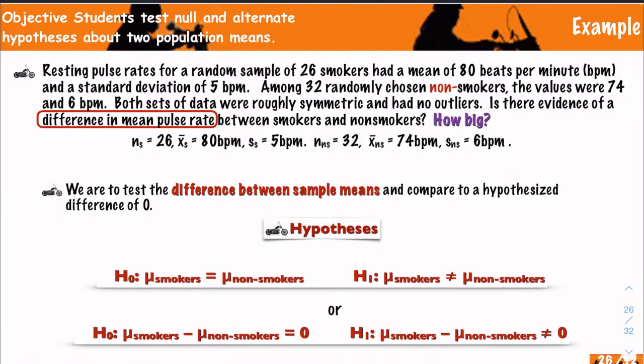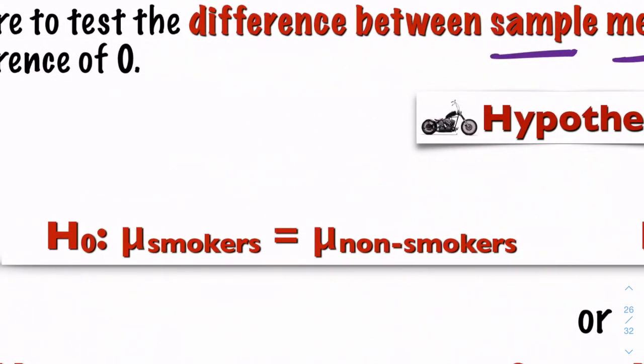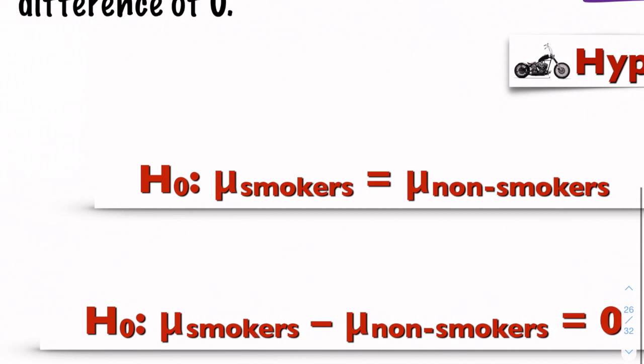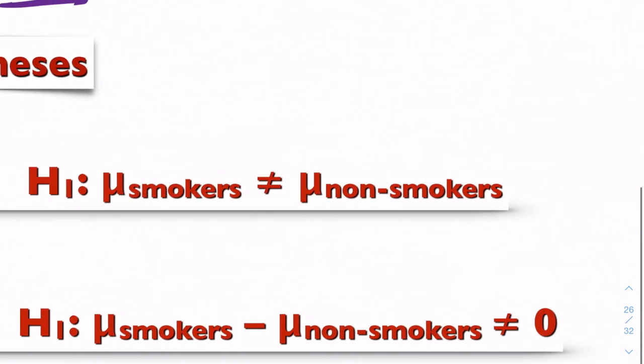So let's look at this. We are to test the difference between sample means and compare to a hypothesized difference of 0. So let's write out our hypothesis. Our null hypothesis is saying that the mean beats per minute for our smokers is equal to the mean beats per minute for non-smokers. Or another way of writing it, the difference between the means is equal to 0. Our alternative hypothesis is that they are not equal to each other, or the difference in the two means is not equal to 0, which would entail a two-tailed test.